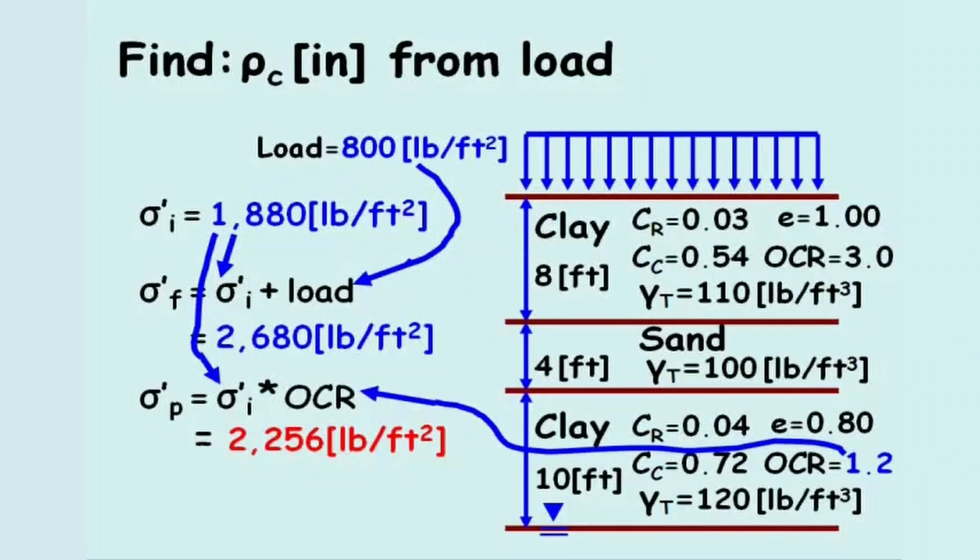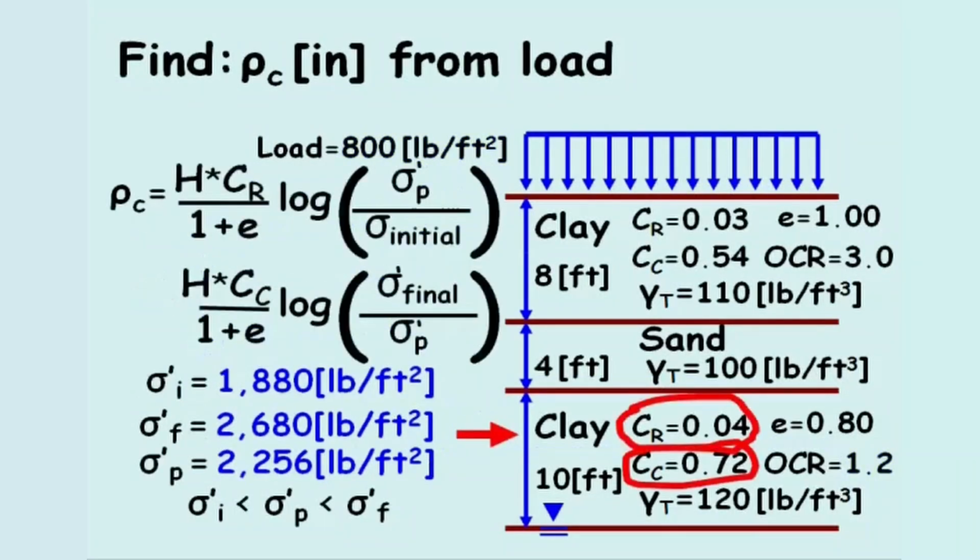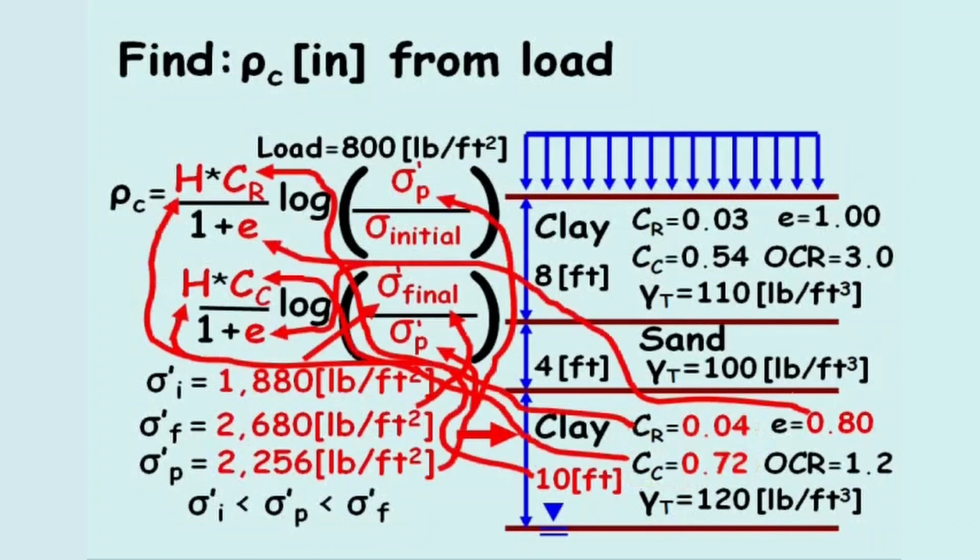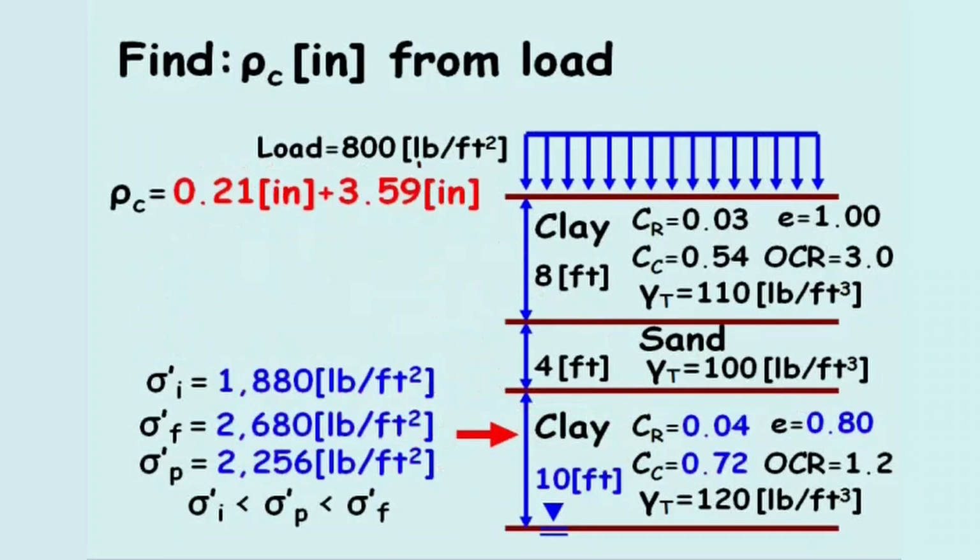This means the final stress exceeds the pre-consolidation stress of the soil, which means the 10-foot thick layer of clay will calculate along the recompression curve and the virgin compression curve. After substituting in all the required values, we calculate the consolidation settlement in this lower clay layer equals 0.21 inches along the recompression curve and 3.59 inches along the virgin compression curve, for a total of 3.80 inches of consolidation.